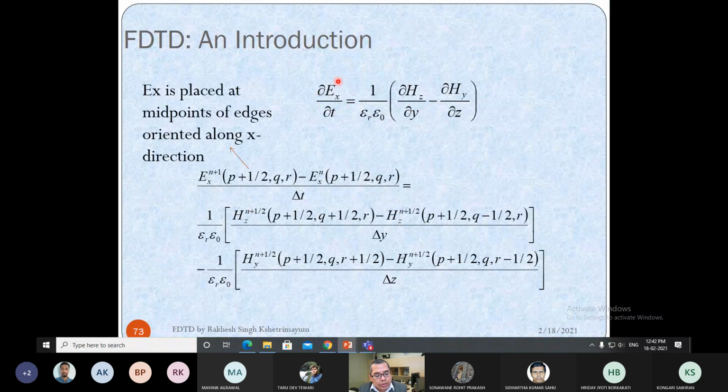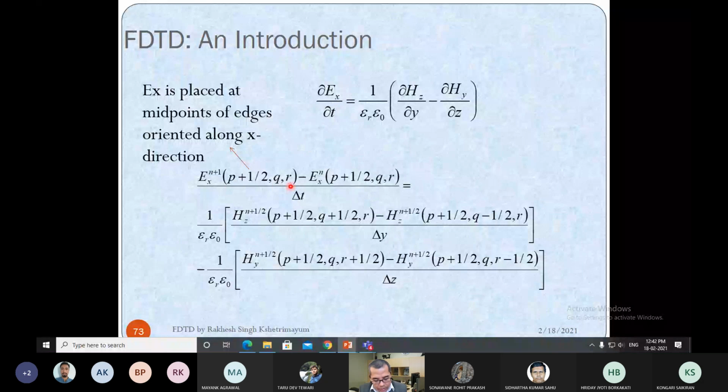Remember, Ex was placed at the center of the edges along the x-axis. So we have three running variables for Ex. For the x-axis it is p, for the y-axis q, and r for the z-axis. So the running index for the x-axis is p. So p will become p plus half because Ex is placed at the center of the edges along the x-axis. So Ex will have p plus half, q, r.